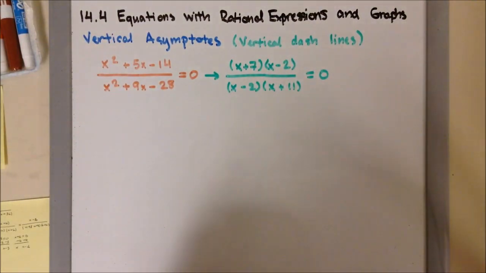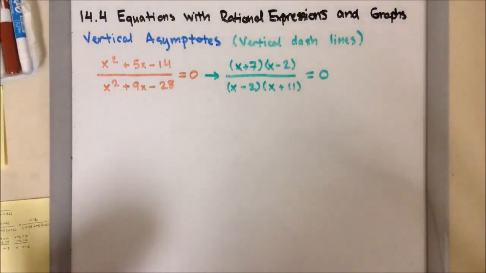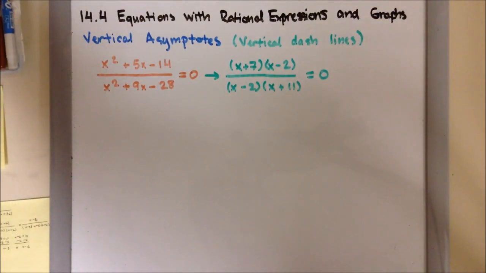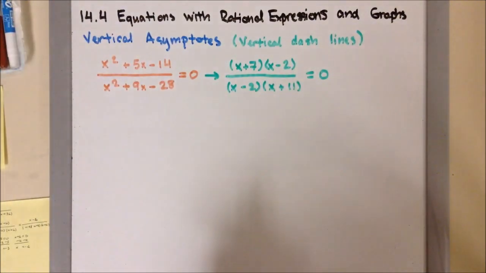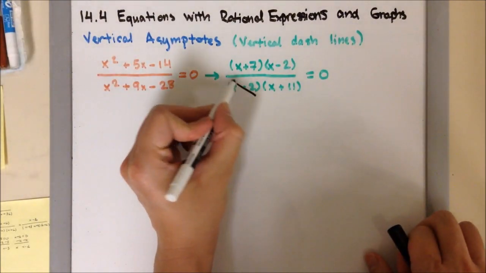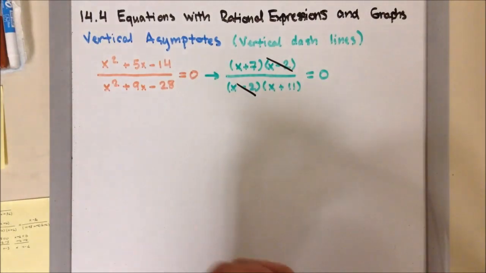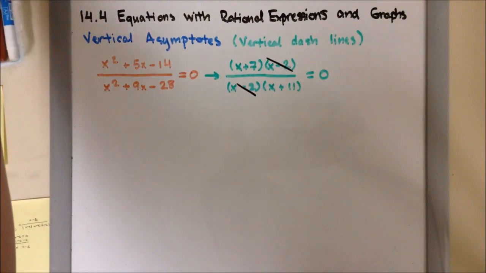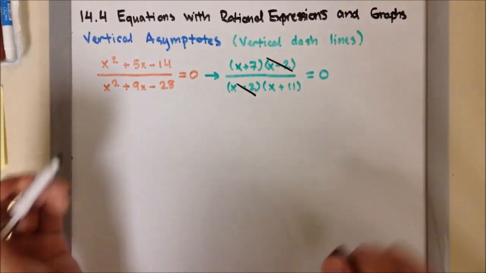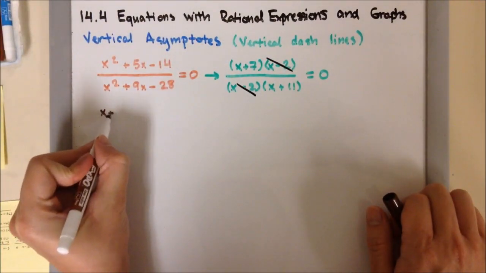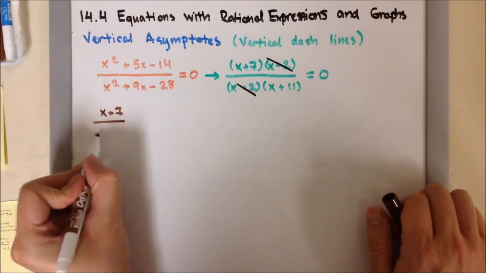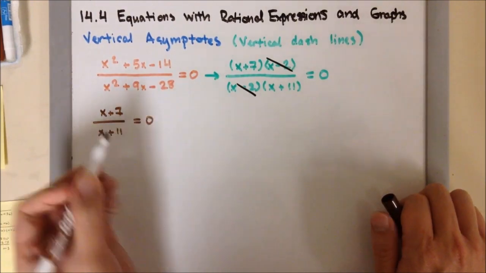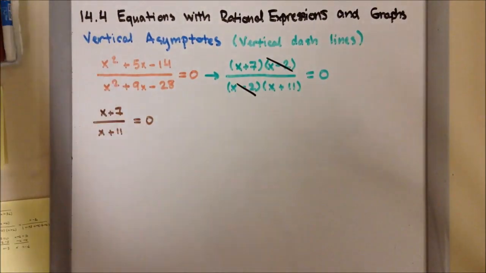So that was step 1. Step 2 is to simplify the rational expression, meaning that I'm going to divide my common factors. So the common factor I have in my numerator and denominator is the x minus 2, so I'm going to divide them or cross them out. So what I have left is the ones that I did not cross out, which is x plus 7 over x plus 11. And I'm only doing this for vertical asymptote.